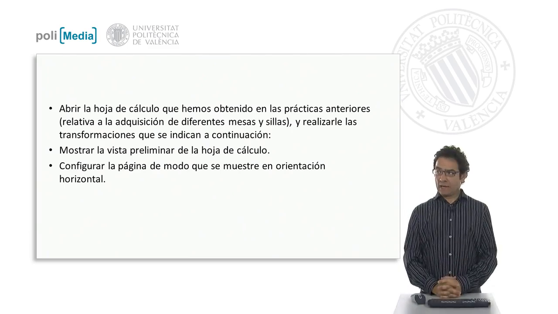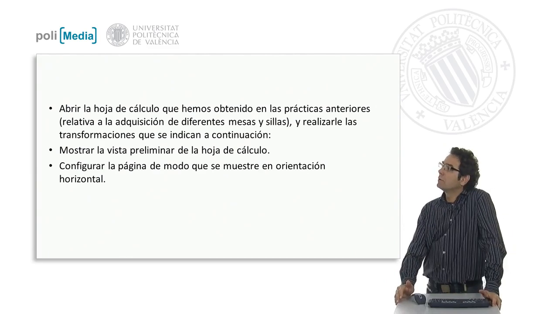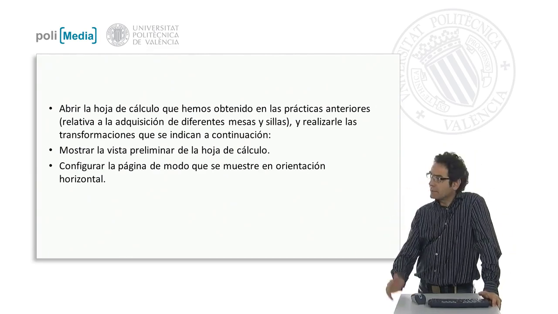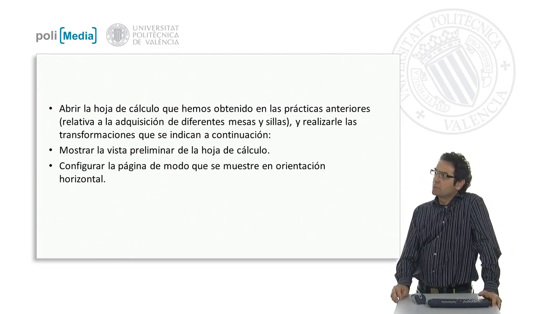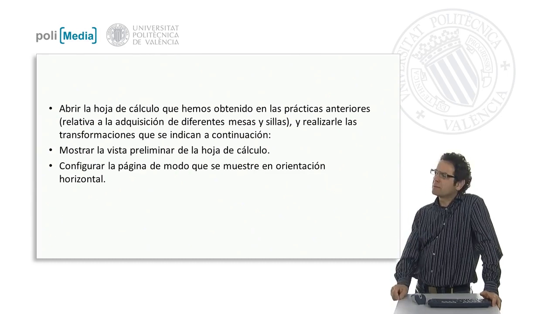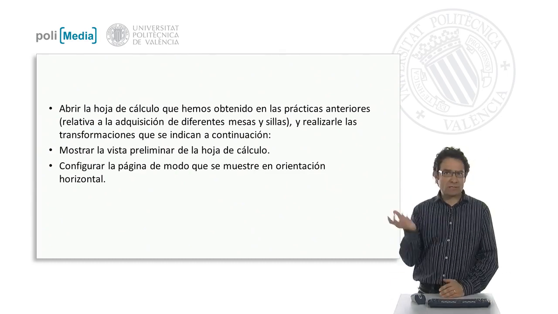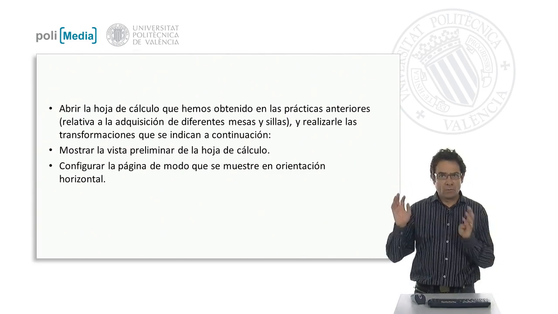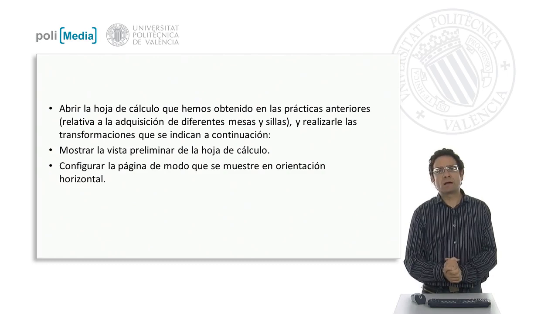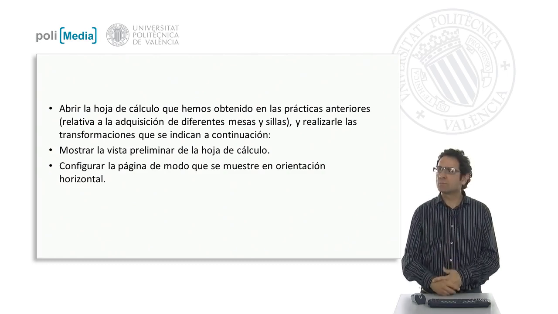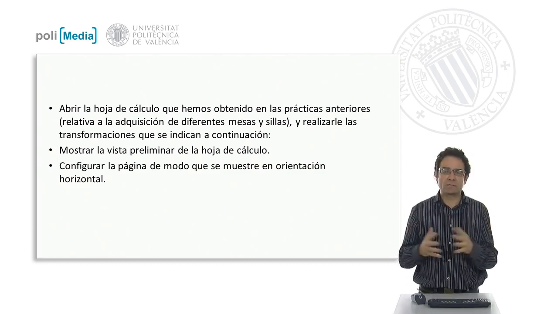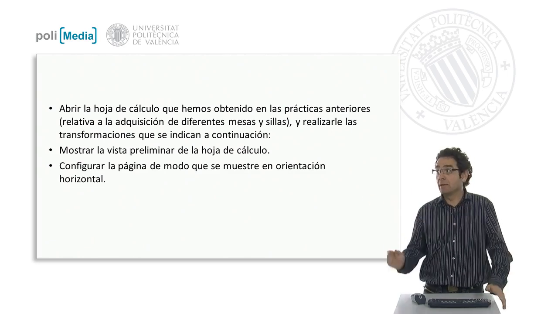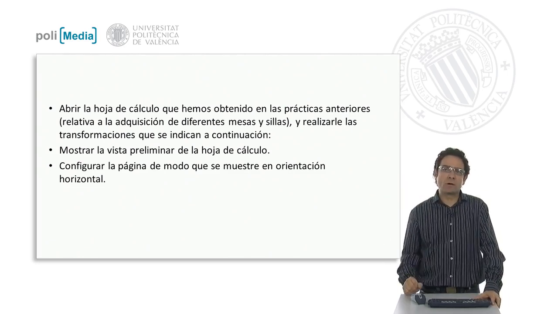Well, they suggest to us the exercise of opening the spreadsheet that we have obtained in the previous practices, which is about furniture, the acquisition of tables and chairs, and we perform a series of transformations. The first transformation that we have to do is, once we have seen it in the preliminary view, we see that we do not like it, that it is in a vertical sense, and we change the orientation of the sheet to the horizontal sense.